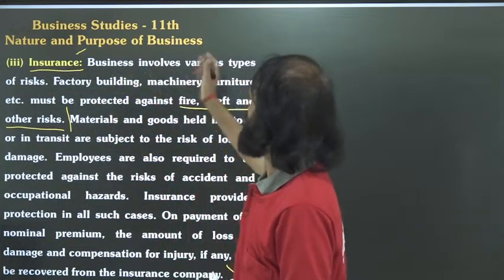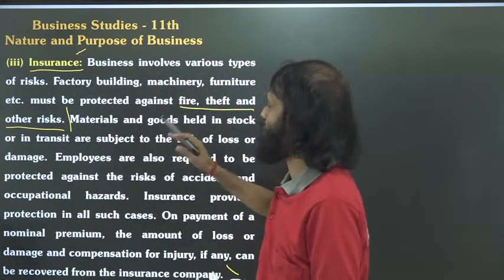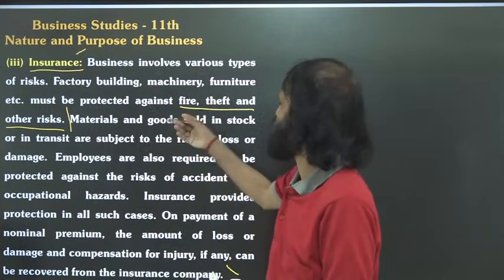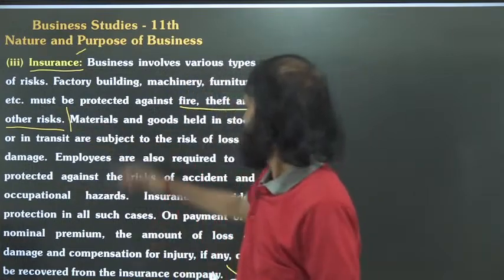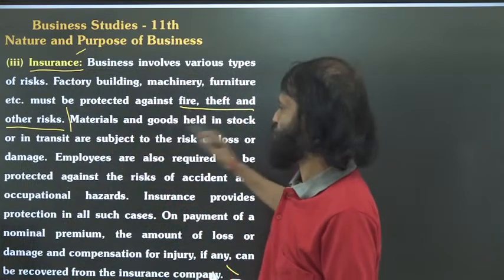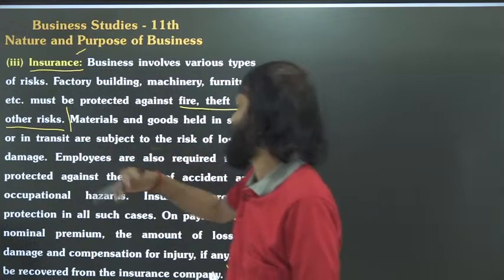Business involves various types of risk. Factory, building, machinery, furniture, etc. must be protected against fire, theft and other risk. Materials and goods held in stock or in transit are subject to the risk of loss or damage.